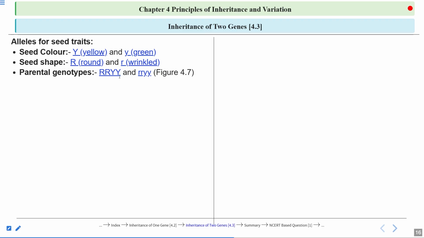The gametes produced by the parent having capital R, capital R, capital Y, capital Y will be capital R and capital Y, and the gametes produced by the parent having small r, small r, small y, small y will be small r and small y. Then you can cross, and after fertilization, the F1 will have capital R, small r, capital Y, small y.